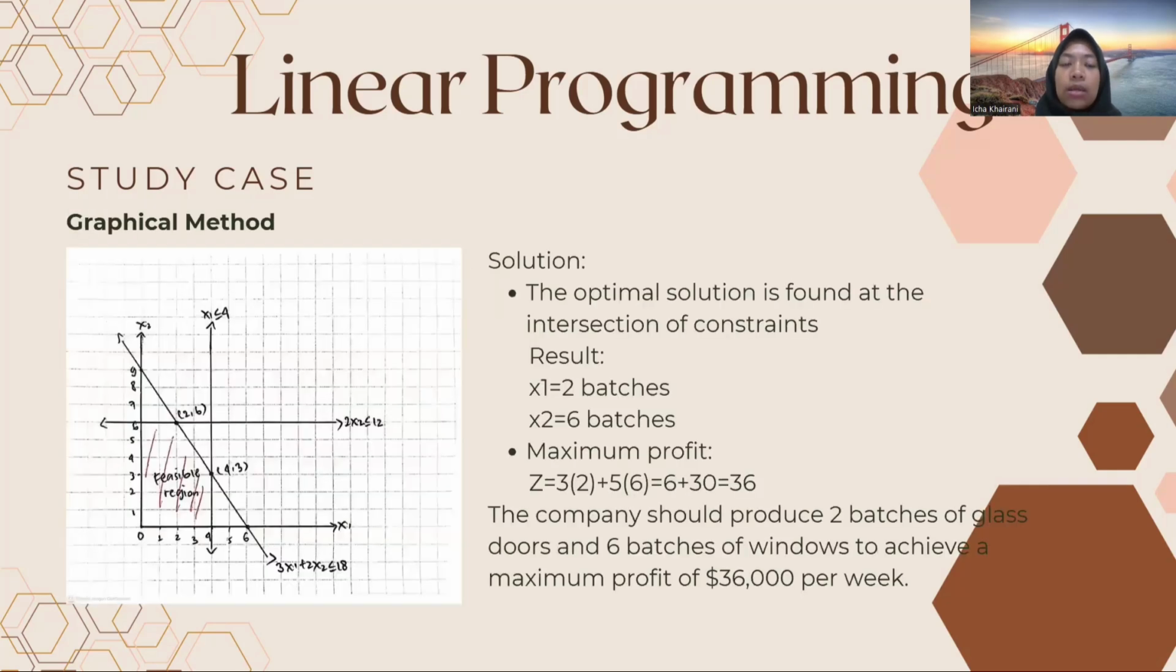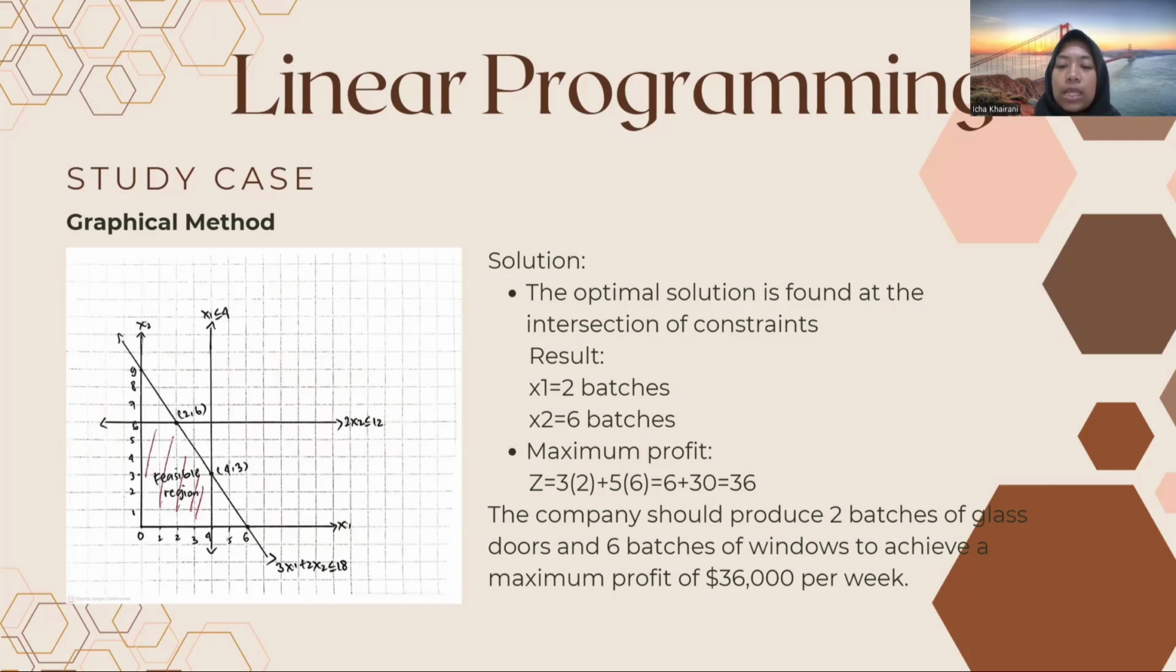From the case and the mathematical model, we use the graphical method and we make the graphic from the constraints, and we get the feasible region and the corner points of the feasible region. After that, we get the solution. The optimal solution is found at the intersection of constraints. The result is x1 is equal to 2 batches and x2 is equal to 6 batches.